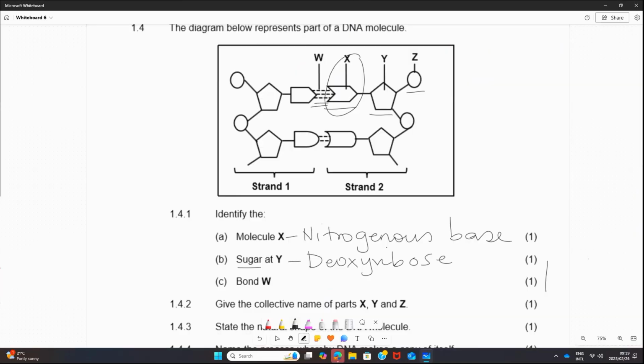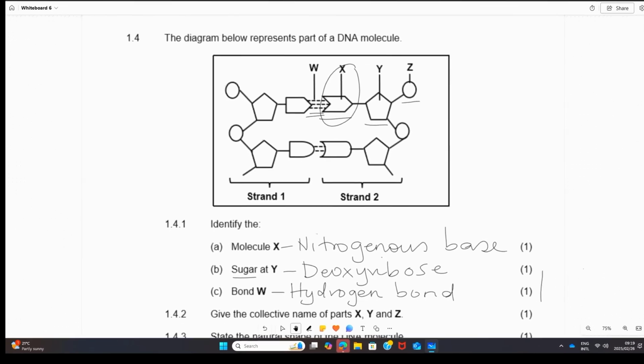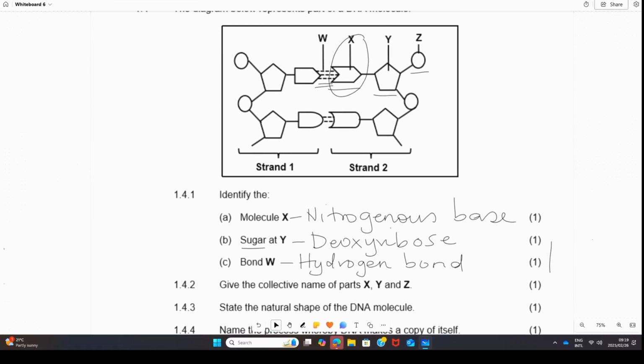Bond W. The bond W is what we call a hydrogen bond. A hydrogen bond exists between two nitrogenous bases. These are the nitrogenous bases. So between the nitrogenous bases, you will find a hydrogen bond.